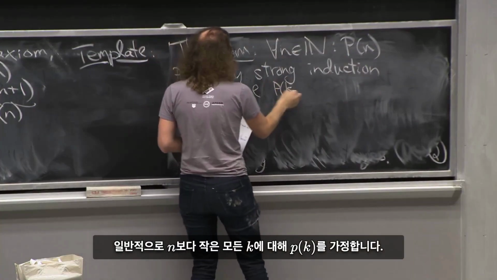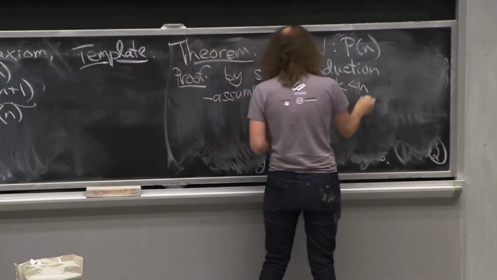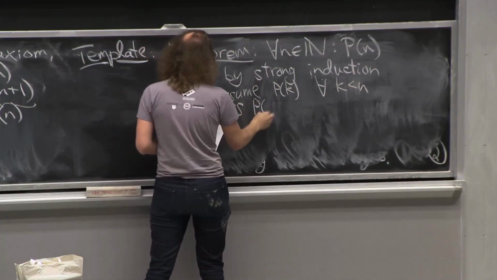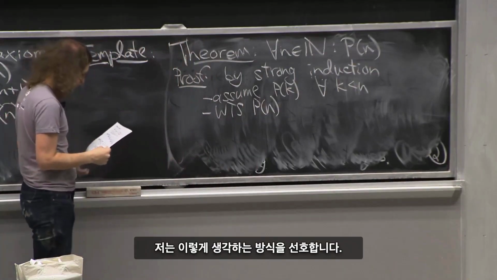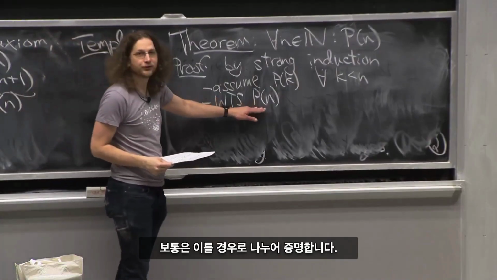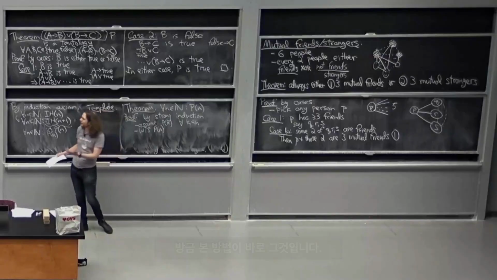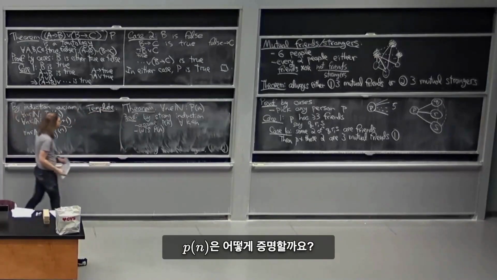So generally, we're assuming P of k for all k less than n, and then we want to show P of n. Or you could shift the numbers by 1, but this is my preferred way of thinking about it. Usually, we prove this by cases, which is the method we just saw. This is why we're pairing proof by cases with strong induction. How do we prove P of n?